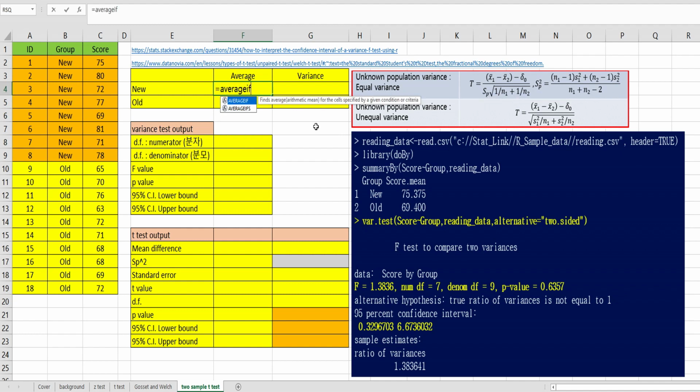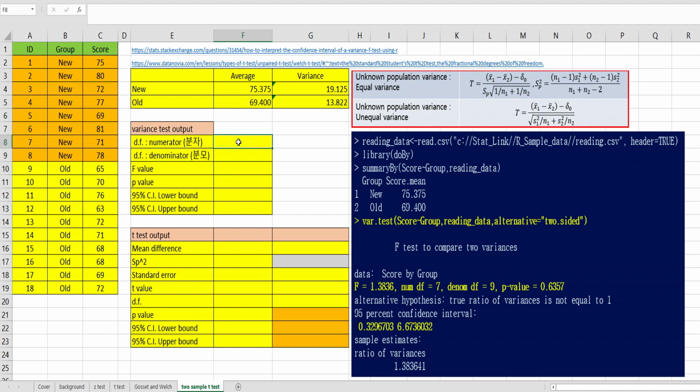So for the average, select the range from column B, and criteria as new, comma, and the average range, press F4. This is the average for the new group and the old group. For the variance, we can use the var.s function for sample variance. And the same for the old group.